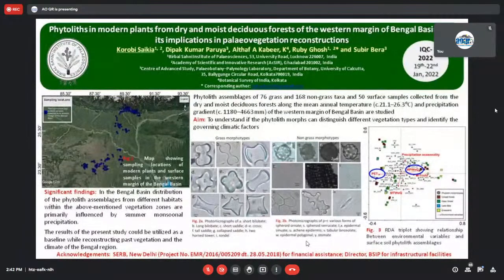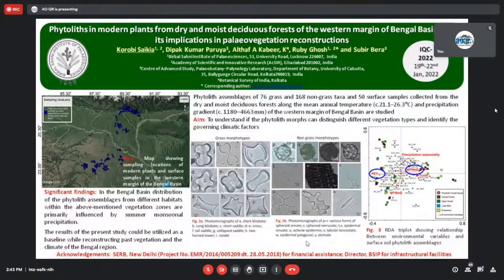So this data set has been subjected to RDA, the redundancy analysis, to understand the relationship between the environmental variables and the surface soil phytolith assemblages. And here we can see that the first axis, which is the dominant axis, is dominated by the climatic variable, that is MPWEQ, which is the mean precipitation of the wettest quarter, and that is the summer monsoon precipitation.